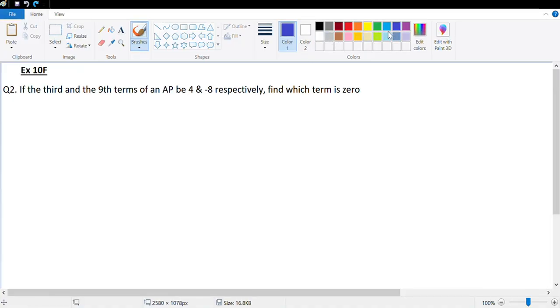Hi guys, let's look at the last exercise of this chapter, Arithmetic Progression. We are on exercise 10F, basically a revision exercise. So I don't need to really start a new concept. Let me just revise what we've done.